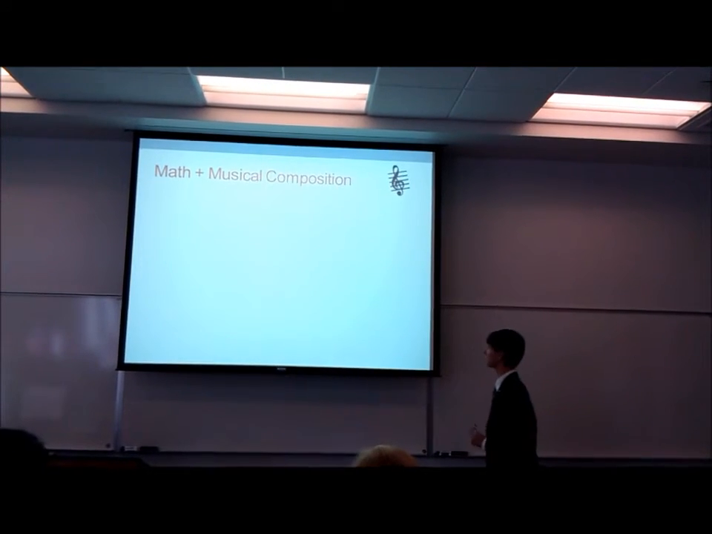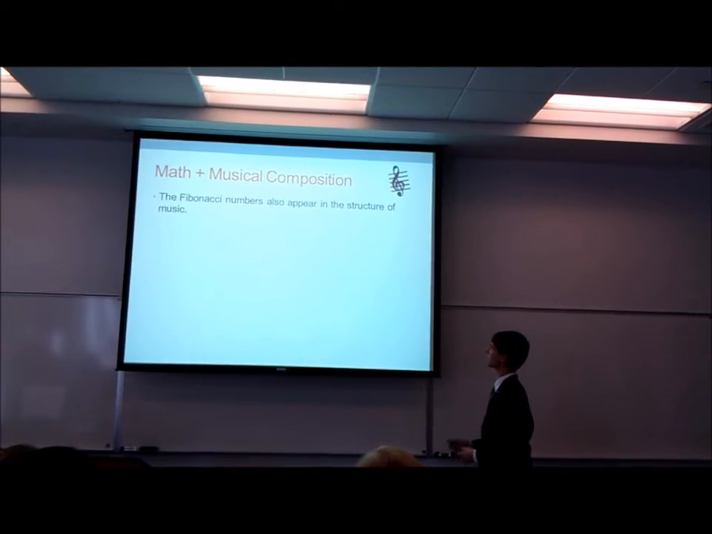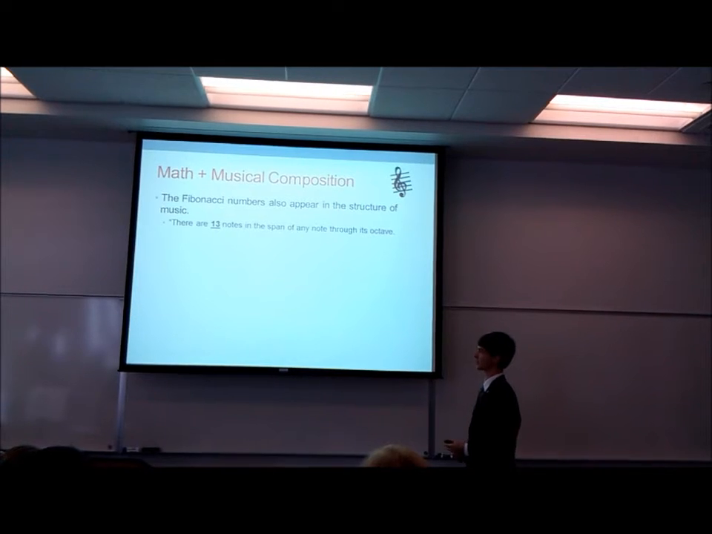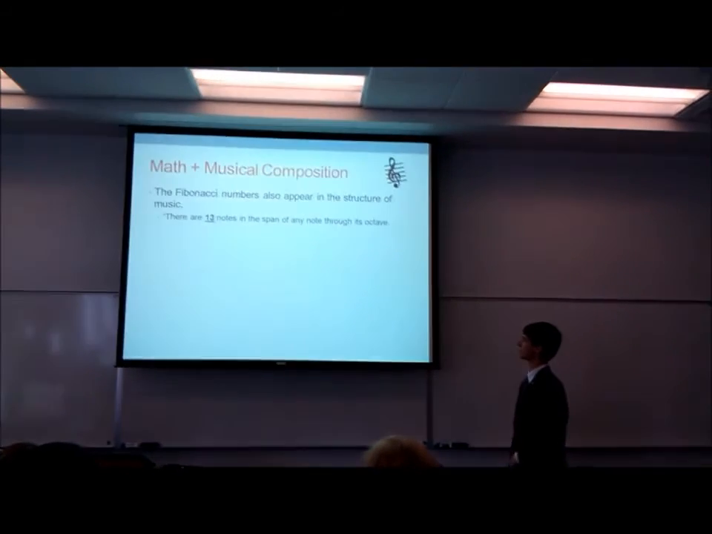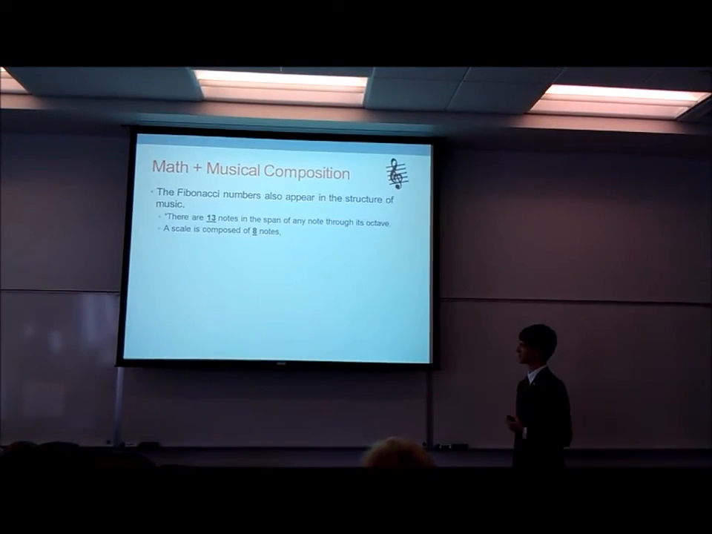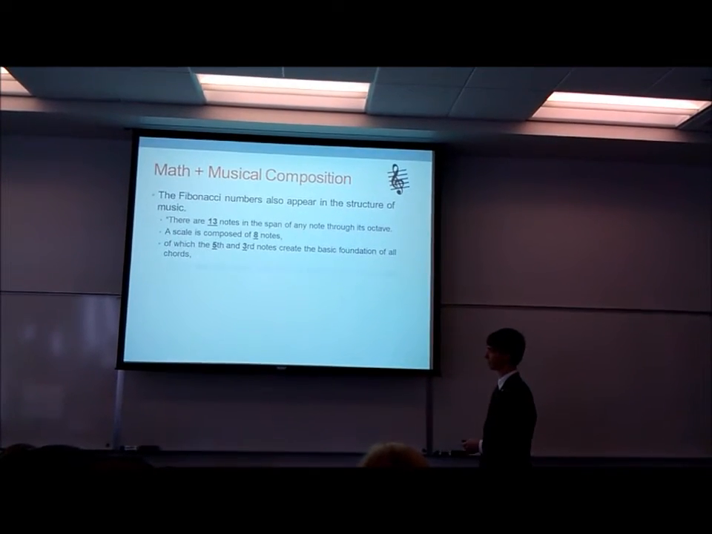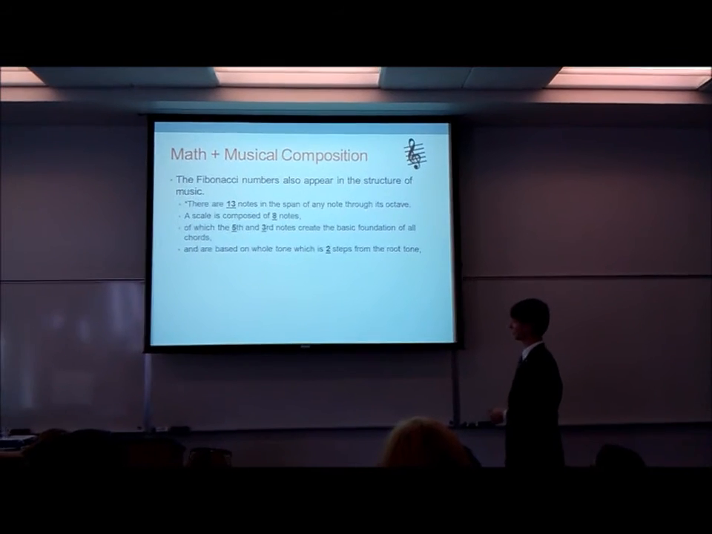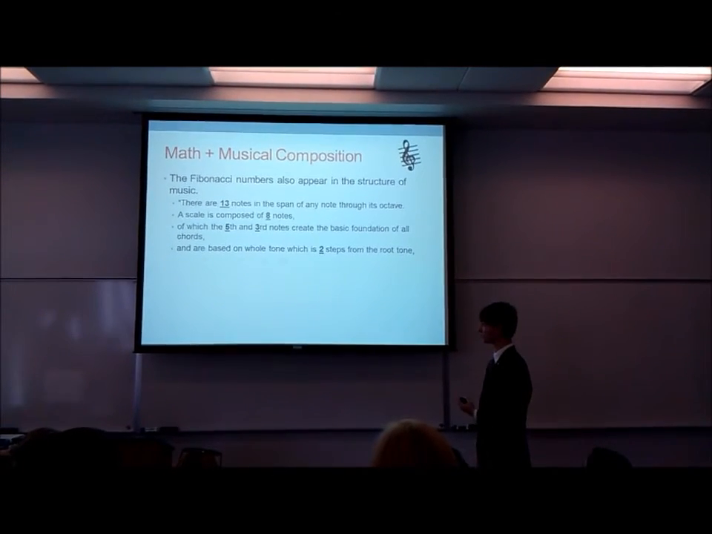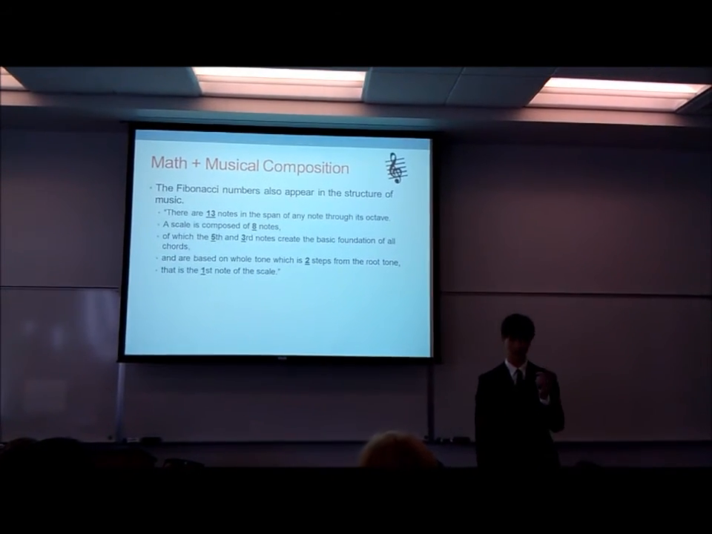In musical composition, you can also see the Fibonacci numbers. There are 13 notes in the span of any note through its octave. A scale is composed of 8 notes, of which the fifth and third notes create the basic foundation of all chords, and they're based on the whole tone, which is 2 steps from the root tone, and the root tone is the first note of the scale. And all those numbers I just put off were Fibonacci numbers.